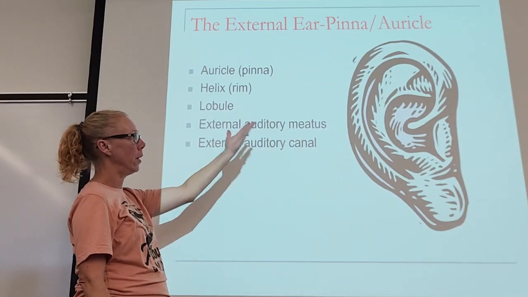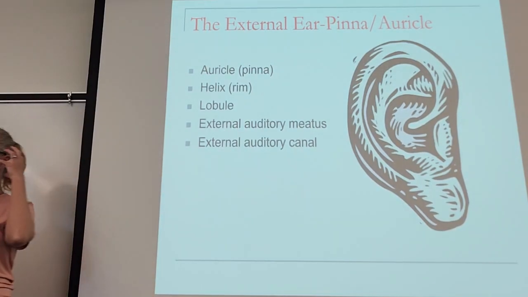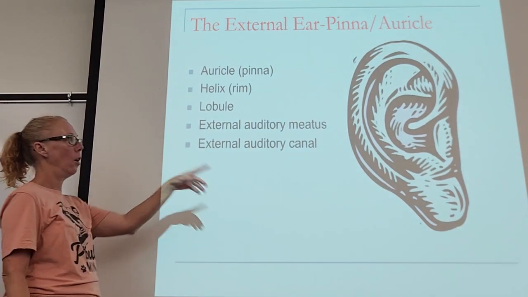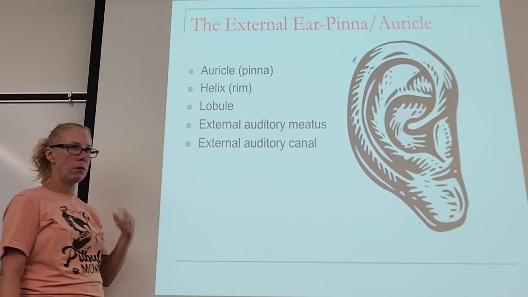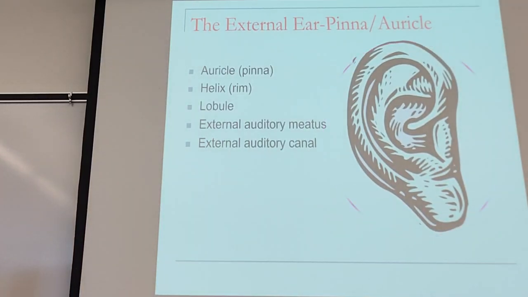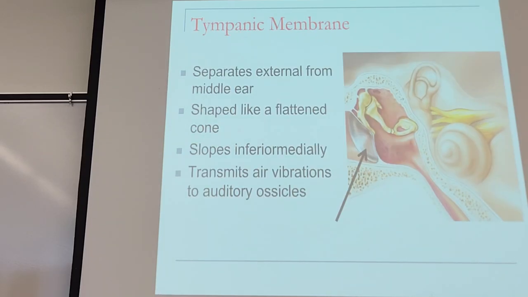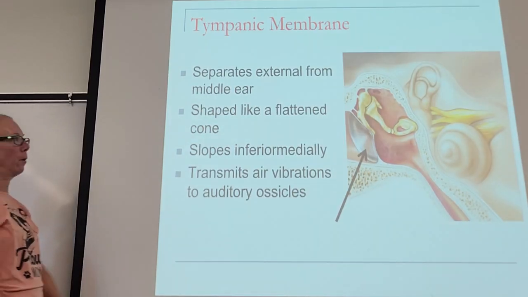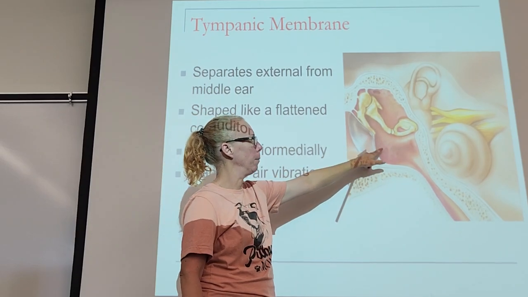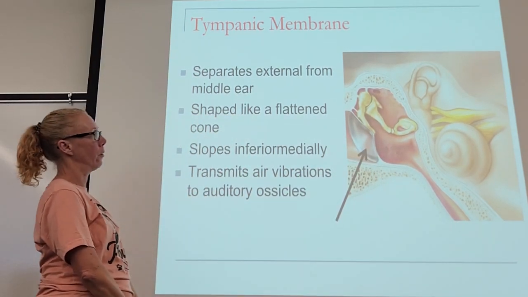Okay, so external ear, the auricle is physically what you can see, okay? The helix is the rim. Typically you get piercings on the helix, also on the lobule. The external auditory meatus is the opening, and that leads into the external auditory canal. Nothing new there. You know, it's all just anatomy review. Okay, tympanic membrane, we know where that's located. That separates the external ear cavity from the middle ear cavity. So that's a boundary, okay?